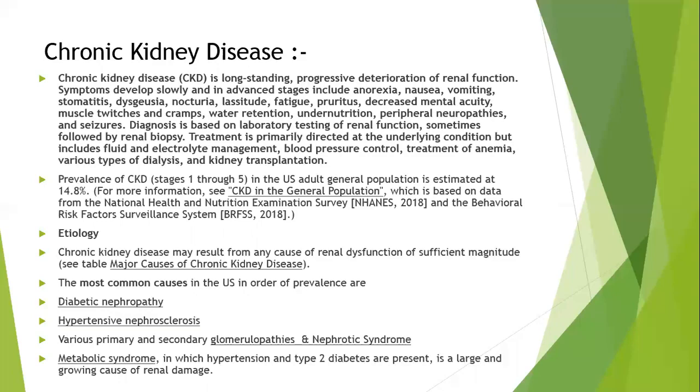What is the etiology? Chronic kidney disease may result from any cause of renal dysfunction of sufficient magnitude. The most common causes in the US, in order of prevalence, start with diabetic nephropathy. If uncontrolled diabetes leads to CKD, we call these diabetes comorbidities. Then hypertensive nephrosclerosis, various primary and secondary glomerulonephritis, nephrotic syndrome, and metabolic syndrome, where hypertension and type 2 diabetes are present, which is a large and growing cause of renal damage.